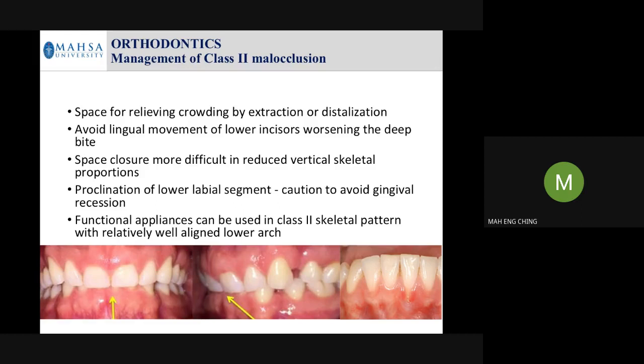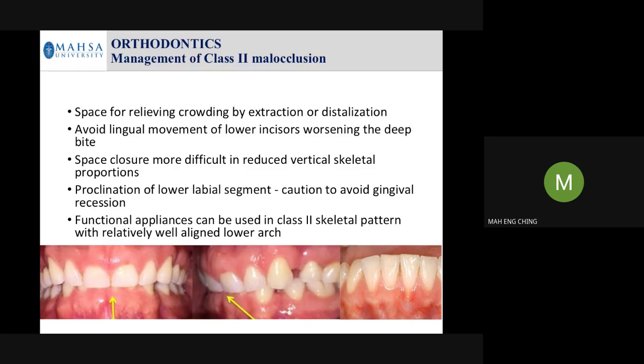So if you see the patient has an increased Frankfurt mandibular angle compared to a reduced Frankfurt mandibular angle, usually the increased Frankfurt mandibular angle means an increased vertical height. The space closure will be easier compared to the short clinical vertical height, where space closure can be difficult.